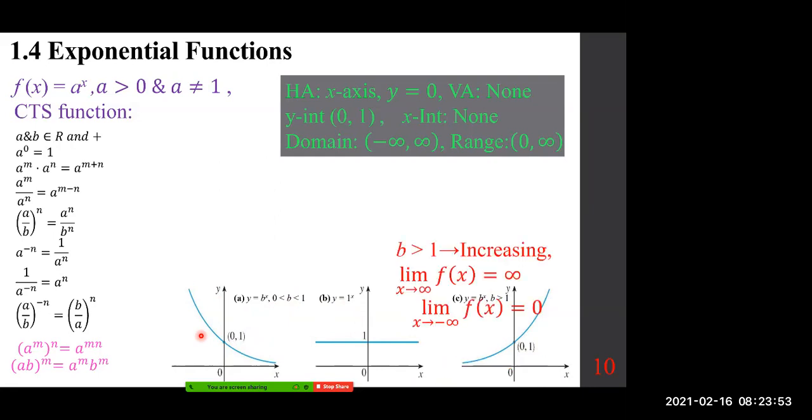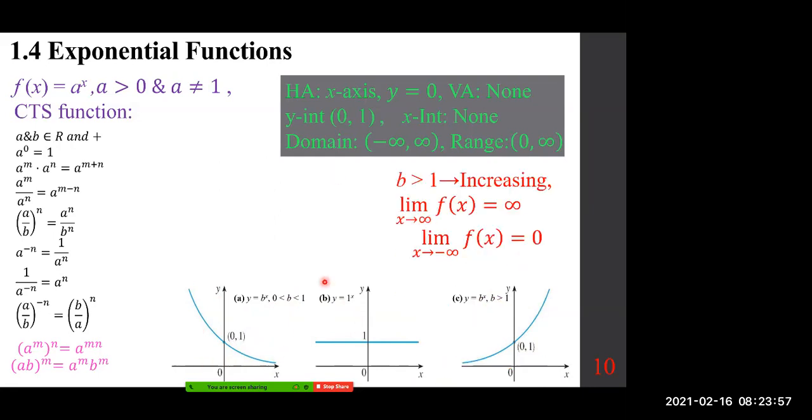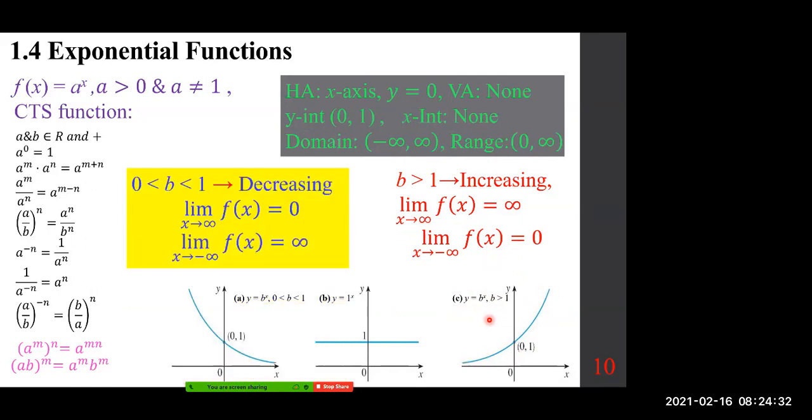By the way, the horizontal asymptote is the x-axis, which has the equation y equal to 0. Vertical asymptote, we don't have any. Y-intercept at (0, 1). X-intercept, we don't have any. Domain, all real numbers. Range, above the x-axis, only 0 to infinity. Now, when b is positive, you're looking at this one, then it makes it an increasing function. This is common between the two. It is increasing when the base is greater than 1, and decreasing if the base is between 0 and 1.